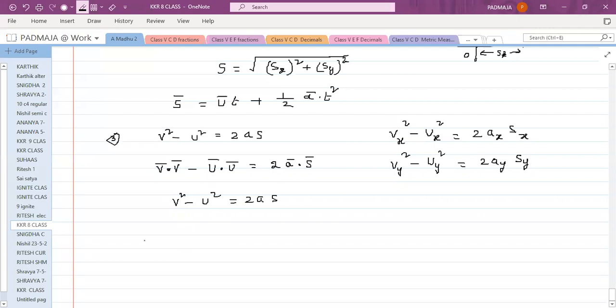Suppose if he asks the body is moving with uniform acceleration, what is the displacement along x direction after some time t? Then this can be given by average velocity, ux plus vx by 2, into t. This is the distance traveled along the x-axis for a particle moving with uniform acceleration. And the distance traveled along the y-axis is average velocity along the y direction, uy plus vy by 2, into t. This is the displacement of the particle along y direction.